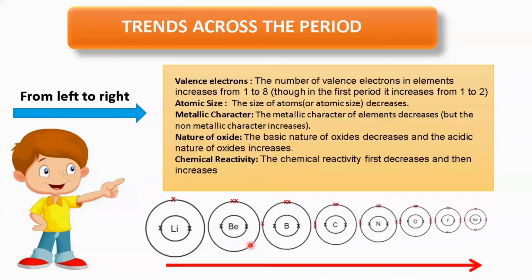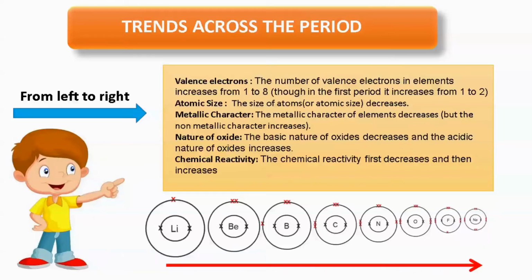So coming back to my point, the reactivity is first decreasing, and then when we go from carbon to nitrogen, the reactivity starts increasing, and thereby it increases till the halogen group, the 17th group. But as we come to the 18th group, the reactivity has no effect because they already have the noble gas configuration. So these were the trends which are followed by the elements across the period.